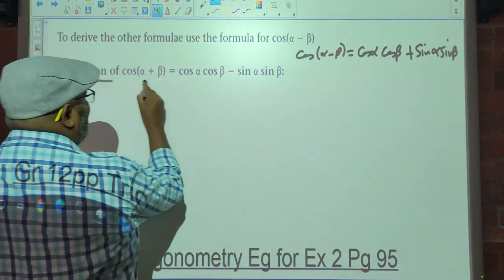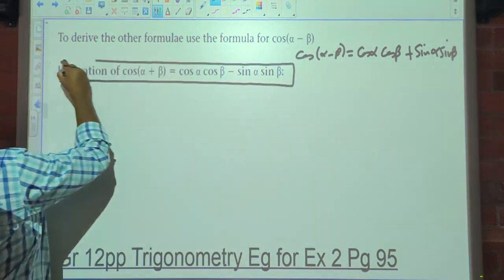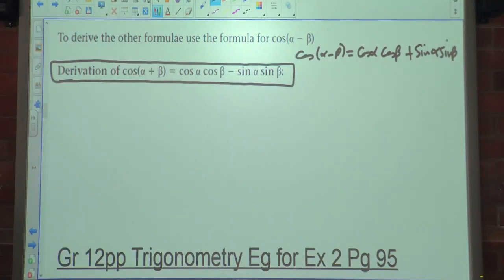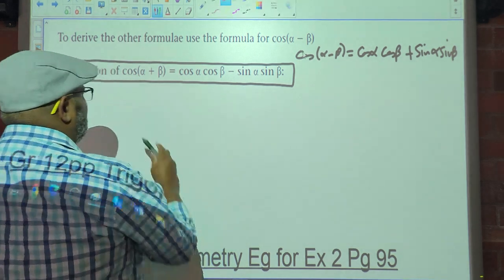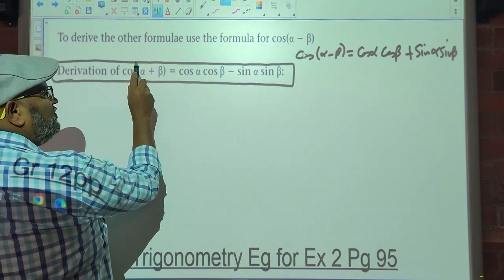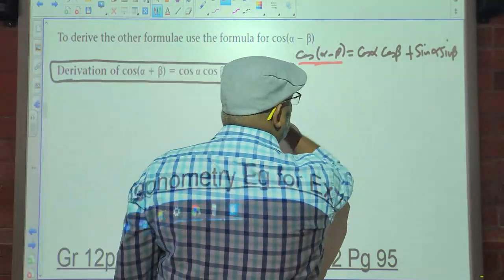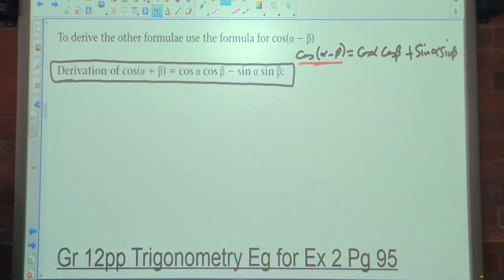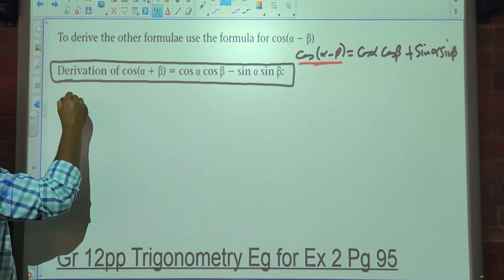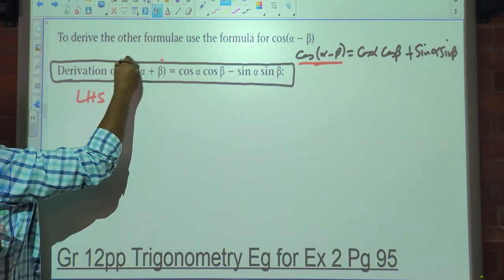So this is what they want you to prove. Can you see that? That's what they want you to prove. So we ask ourselves, okay, we need to prove cos of alpha plus beta is equal to this. But what do we have in our formula? Cos alpha minus beta. So how do I get this left hand side? Why left hand side? Because the left hand side is before the equal sign.